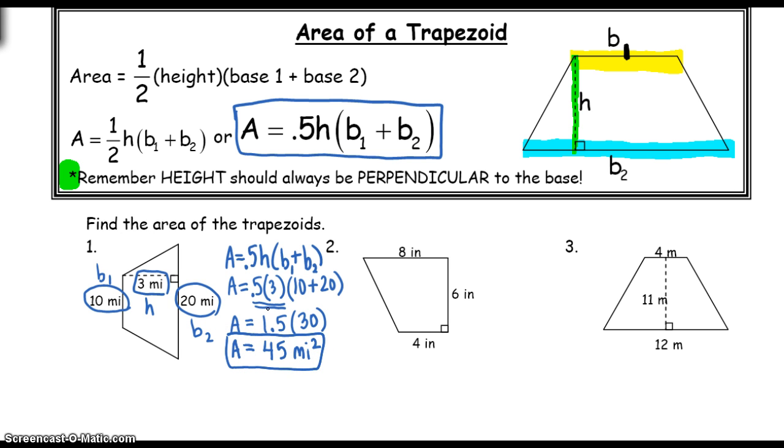All right, so let's move on to number 2. Now, number 2 is looking a little strange, right? I don't see that dotted line so I can find my height. But that's okay. We can totally handle this. So we're still going to do A equals 0.5 times H, parenthesis, B sub 1 plus B sub 2. Now, I already mentioned why you should write this down for every problem right now.